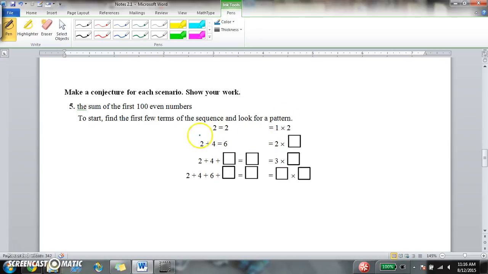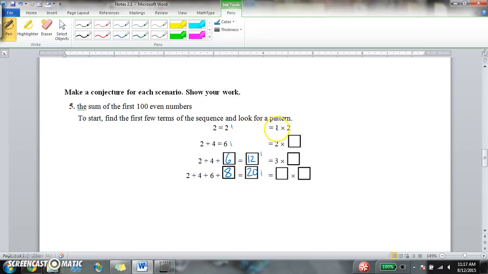We'll come back to this column over here. 2 plus 4, so the first 2 even numbers, equals 6. 2 plus 4 plus 6 equals this plus 6, so 12. 2 plus 4 plus 6 was 12, plus the next even number, 8, equals 20. So now notice a pattern about these things. So we've got 2, 6, 12, and 20.